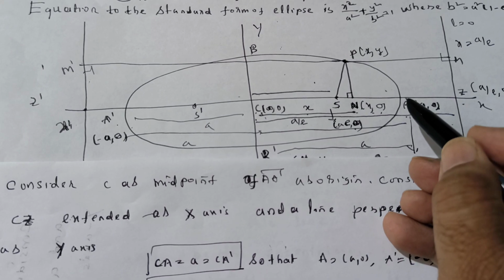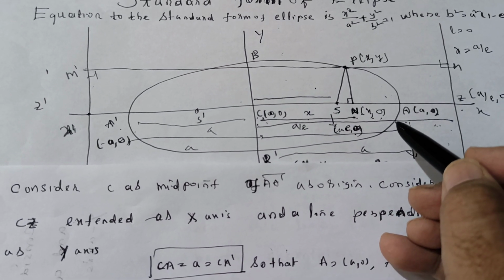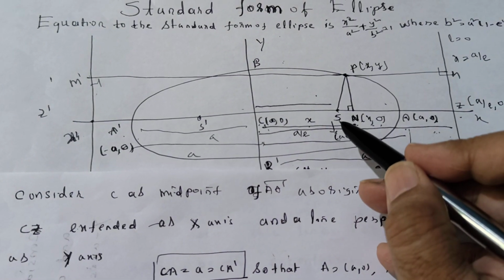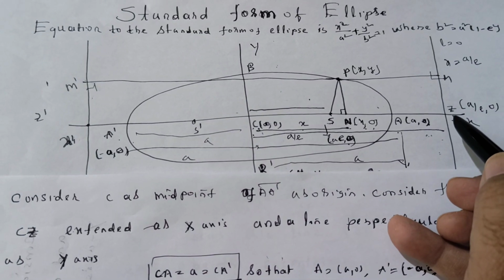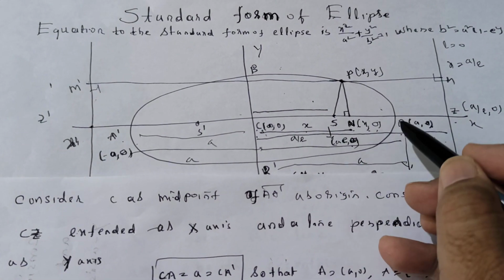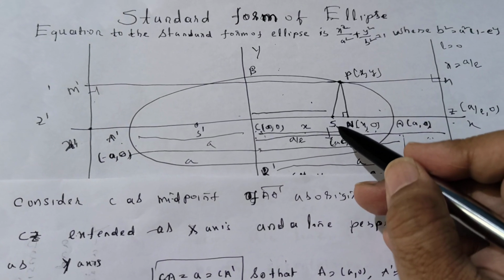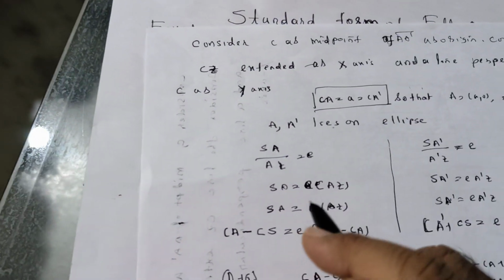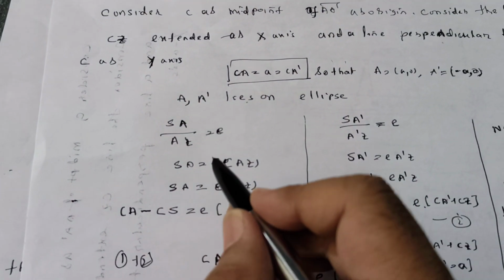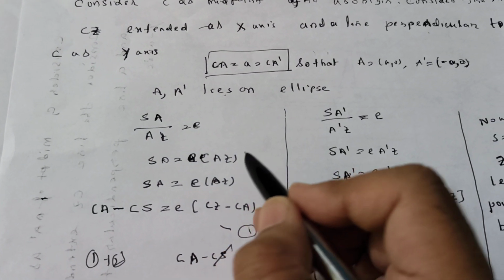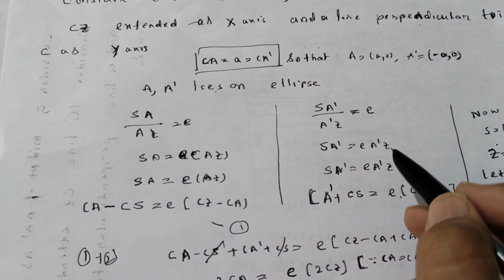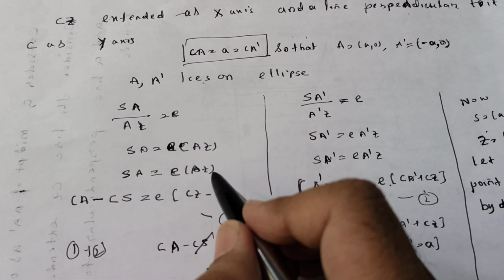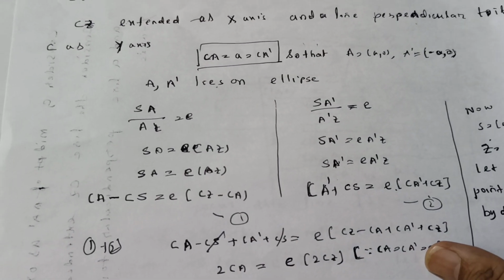This is the point on the ellipse. It must satisfy the condition. What kind of condition is it? The locus of a point whose distance from a fixed point S to the fixed straight line are in the constant ratio E. SA by AZ is equal to E. Similarly, SA dash by A dash Z is also E. That means you are going to write these two statements. And now SA is equal to E times AZ. SA dash is equal to, upon cross multiplication, E times A dash Z. What is SA? What is AZ? We will try to know from the diagram.